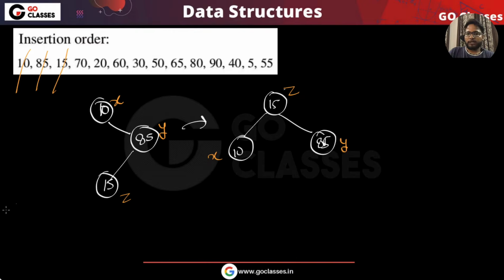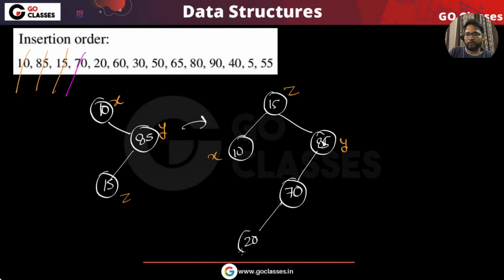What about 70? Let me just insert 70. 70 means 15 greater and 85 lesser. So after inserting 70, I don't think there is any imbalance. So 70 is also over. What about 20? So let me insert 20, 15 greater, 85 lesser, 70 lesser, right?